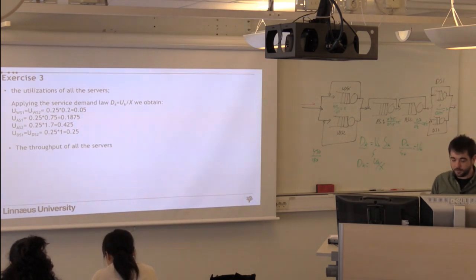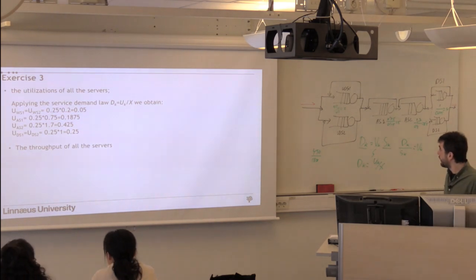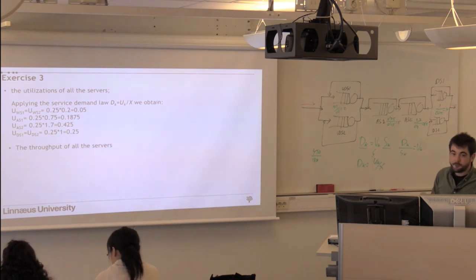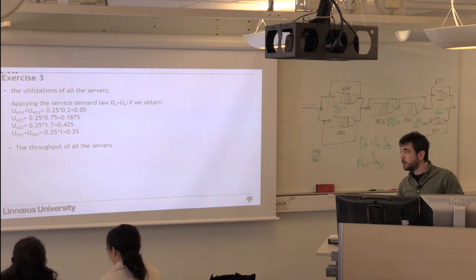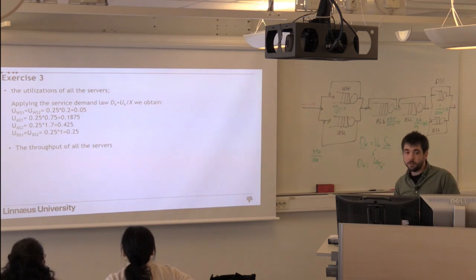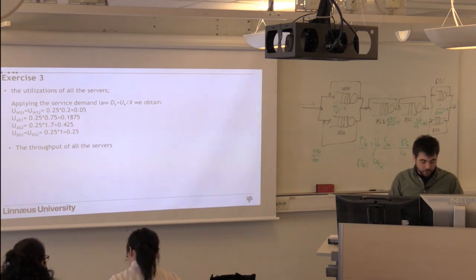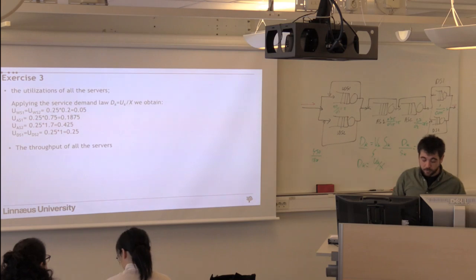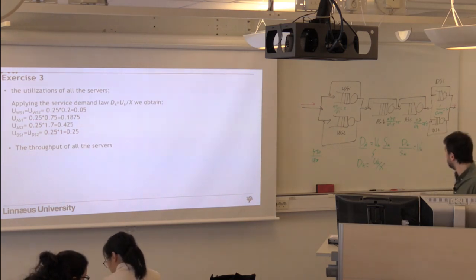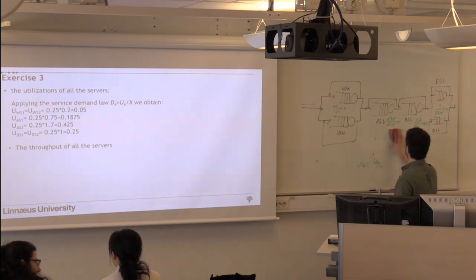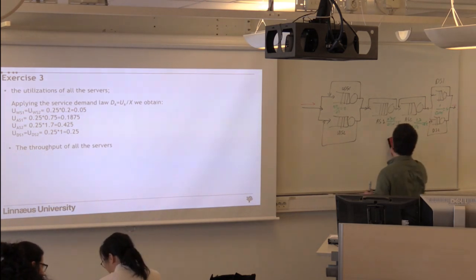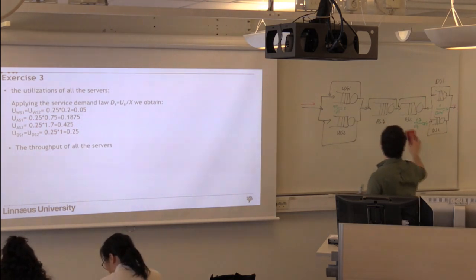And now we calculate the throughput of all servers. And now we have enough data already computed to use any of two laws. We can use the utilization law or the forced flow.